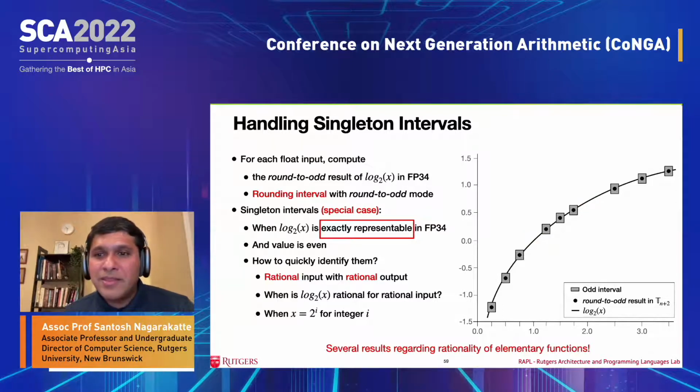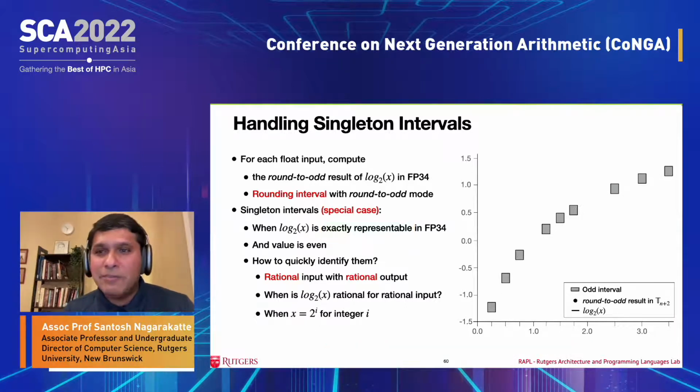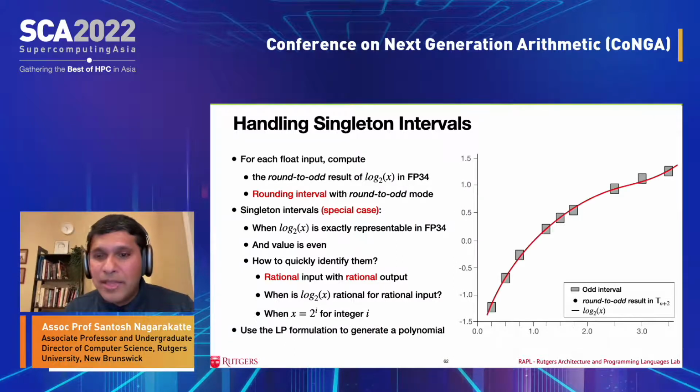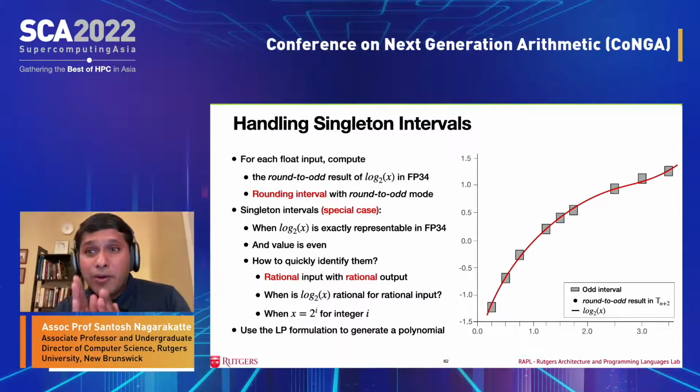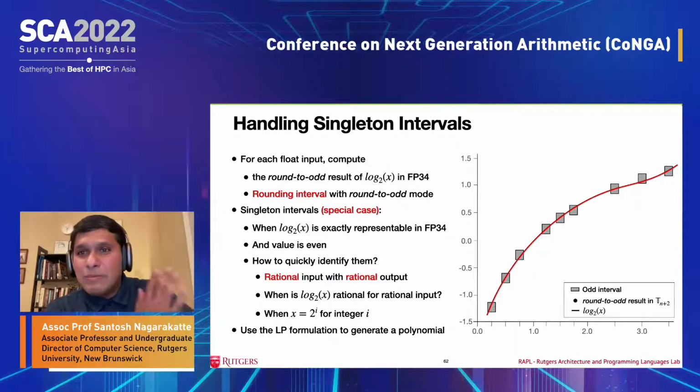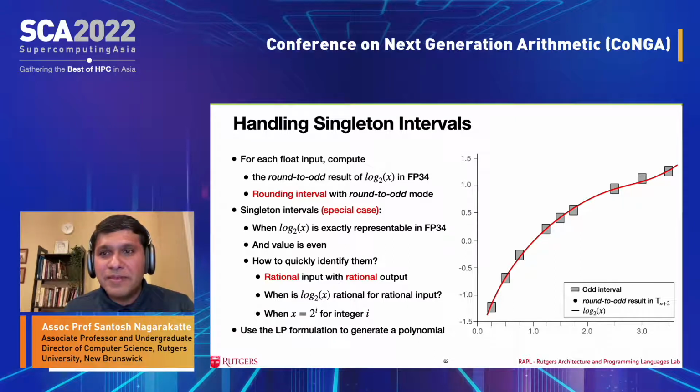And what you are left with is the set of rounding intervals for the round to odd. Now use the exact same LP formulation that we had, generate the polynomial, and this polynomial produces correct results for all representations starting from n bits down to e number of bits, where e is the exponent of the representation that we are looking at.